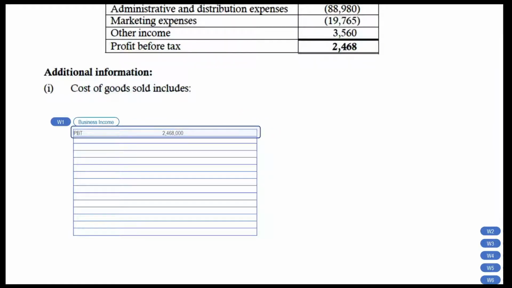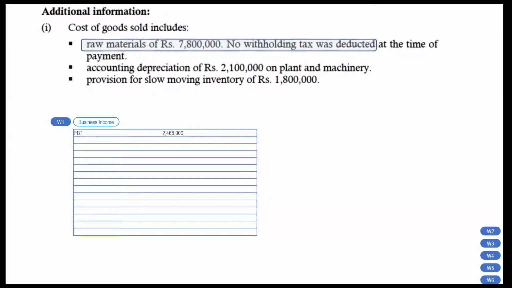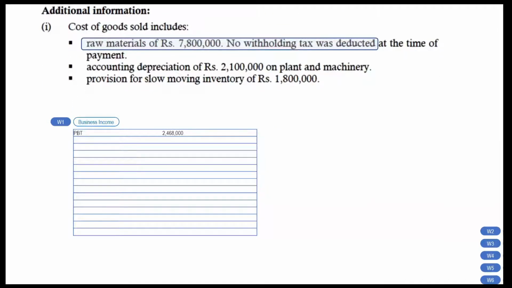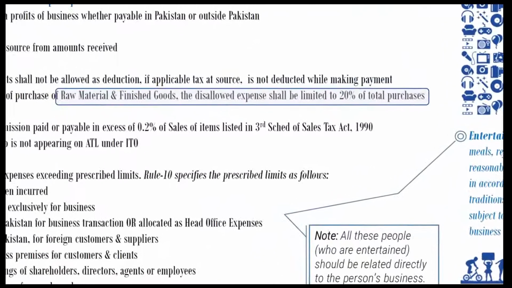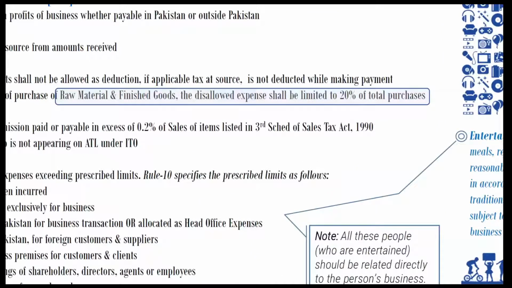Look at information of question one by one. If any amount has been deducted from this profit and is not allowed by tax law, then we will add it back to profit figure. First information is about raw materials, which have been purchased but no tax has been withheld while making payment. Recall notes slide for section 21. All such payments shall not be allowed as deduction if applicable tax at source is not deducted while making payment. But there is an exception for raw materials, wherein only 20% of total purchases will not be allowed as expense.